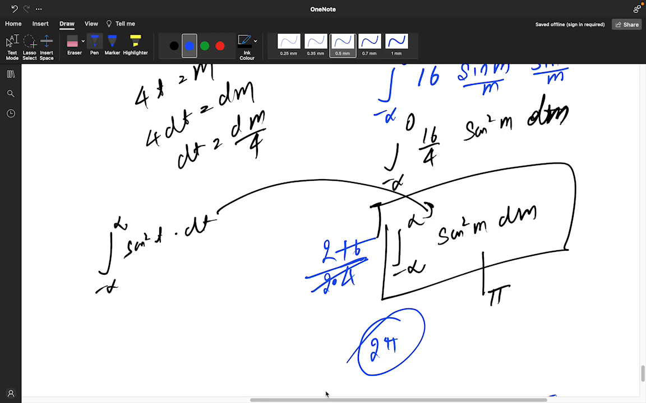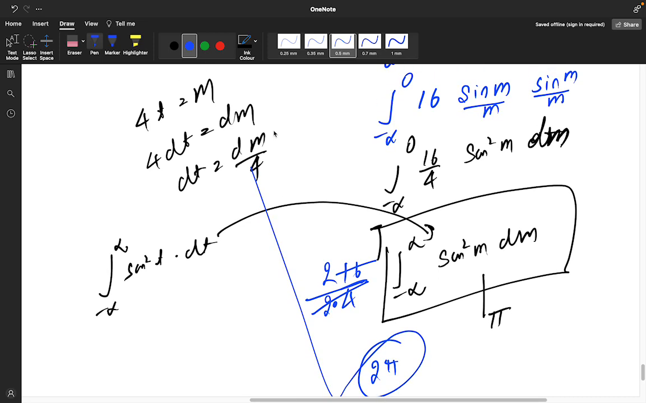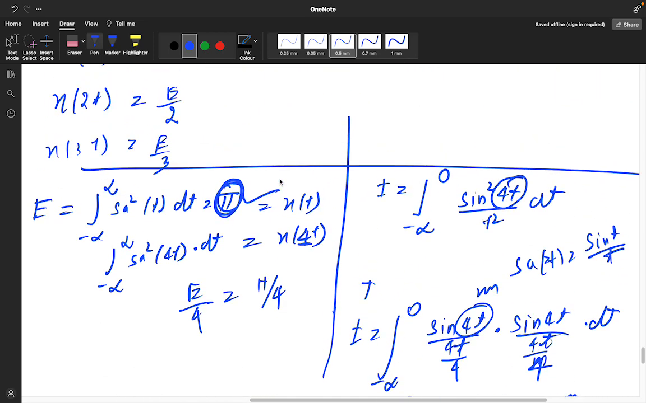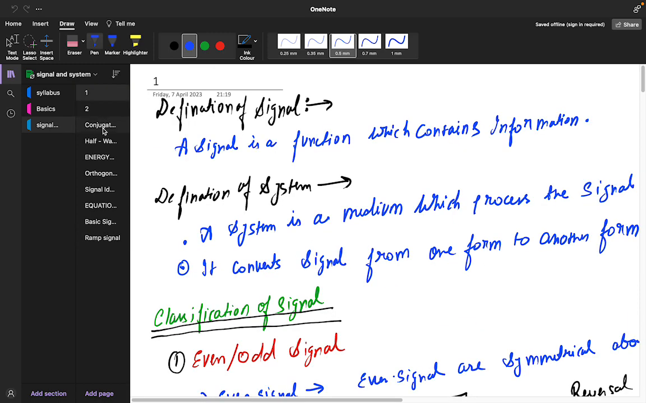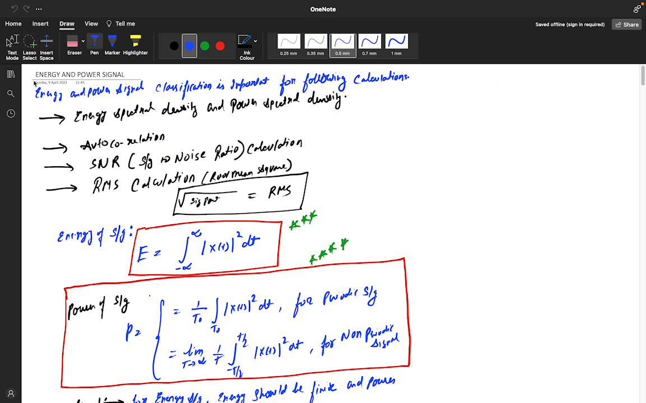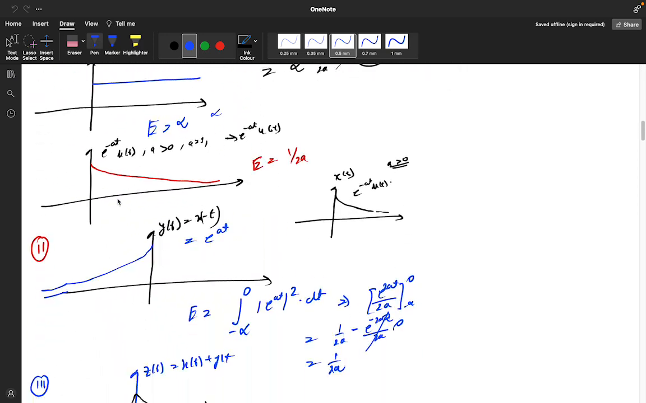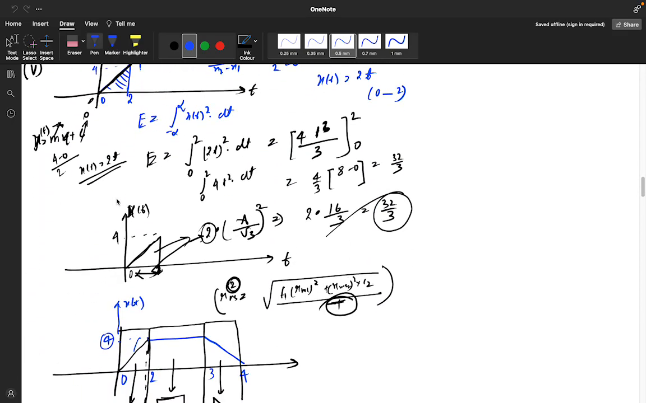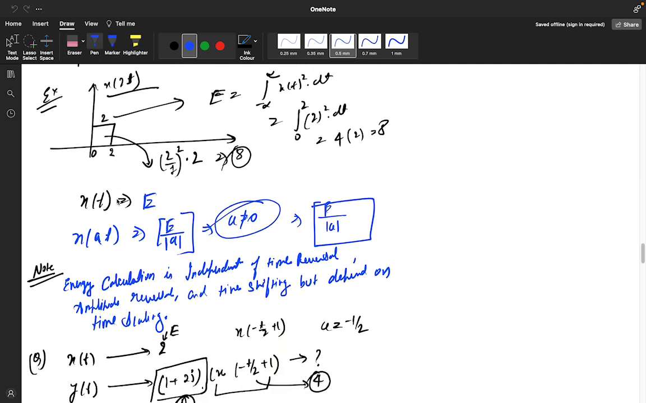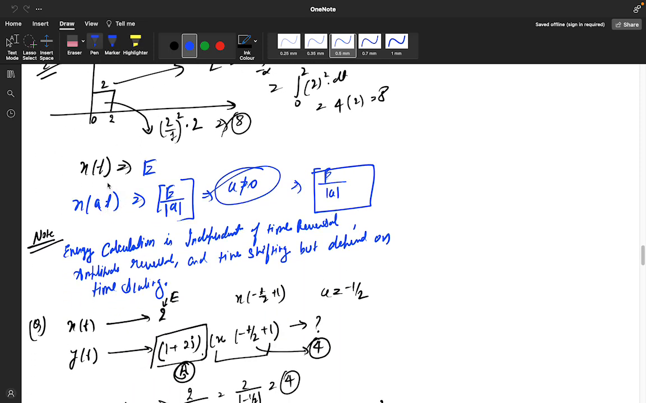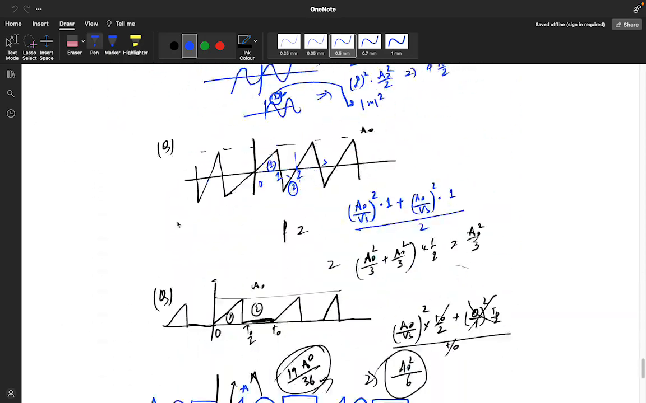Yes, sir. So if you understood these things, fine. If you are not understanding now, you need to revise the previous things, because I already told you guys, if you go into the basics. Now in this energy signal I told you the concept of scaling. See, x of t is your energy signal, x of at is E by mod a. We already discussed these things.